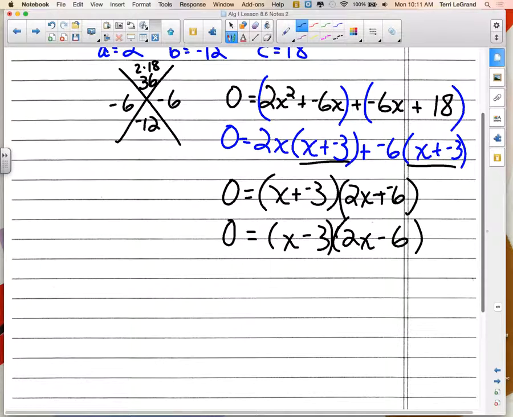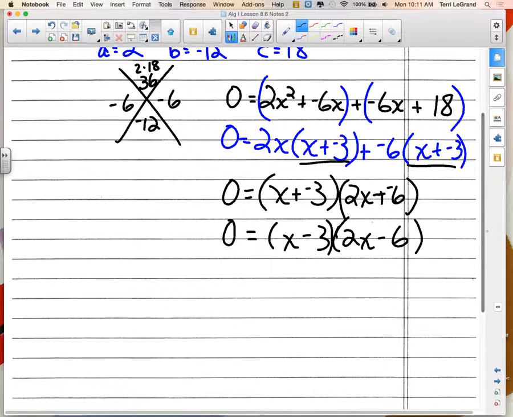Set them both equal to 0. Okay, what happens when you do that? What do you get? Have you done it yet? Okay, you get x equals 3. You get x equals 3 both times? Yeah. Get x equals 3 both times.